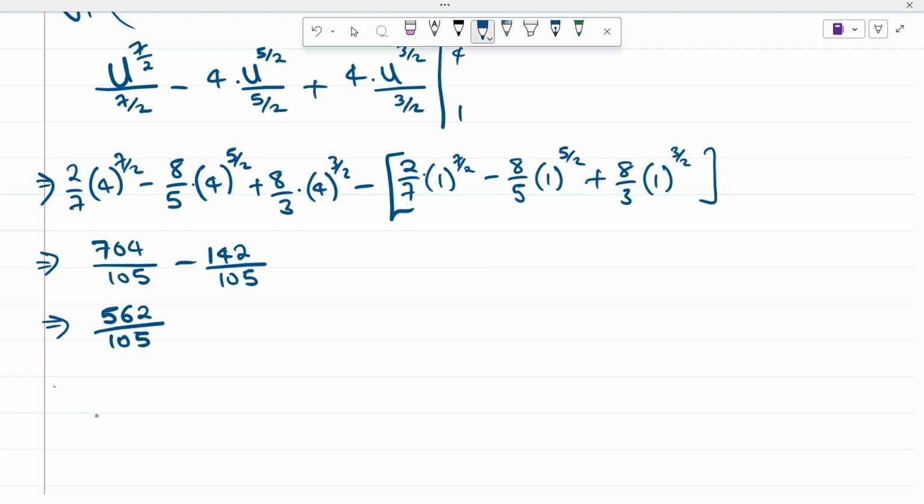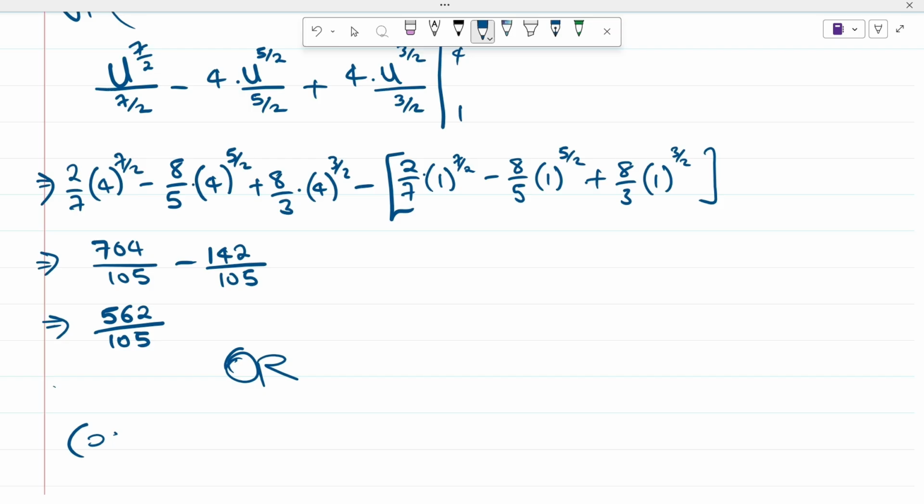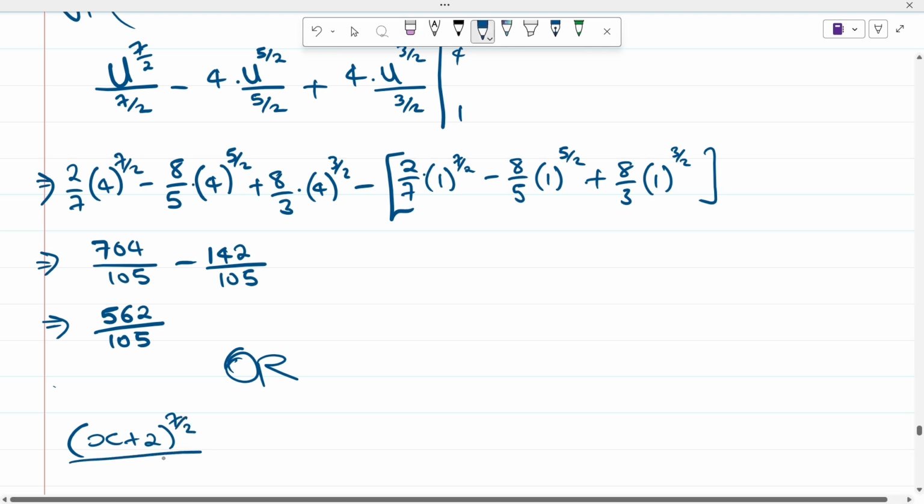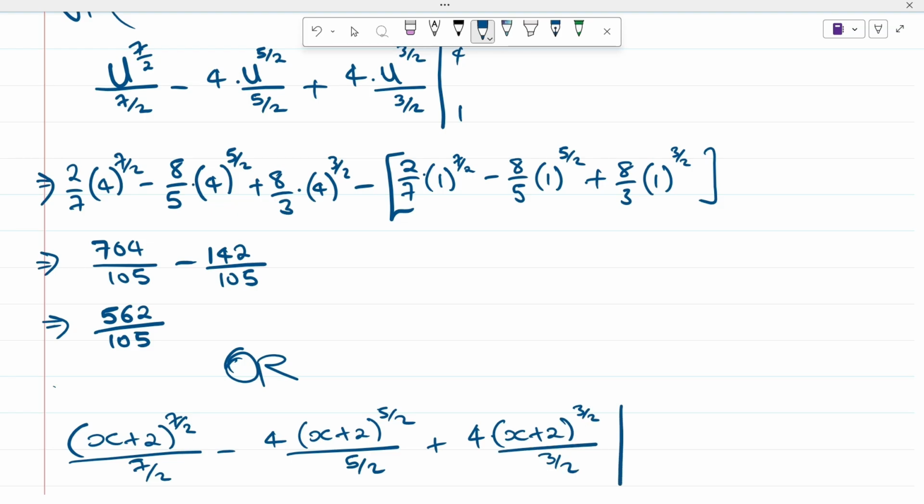What I'm trying to say is so that you don't get confused. You substitute your u there, it's x plus 2, that's your u. So it's going to be 7 over 2 divided by 7 over 2 minus 4. Your u is substituted as x plus 2 to the power 5 over 2, all divided by 5 over 2, plus 4u, which is x plus 2 to the power 3 over 2, all divided by 3 over 2.